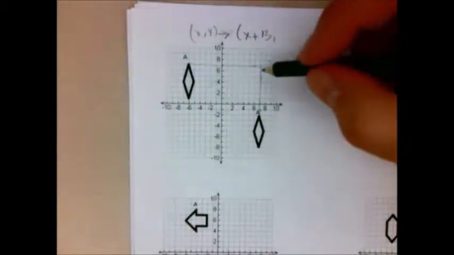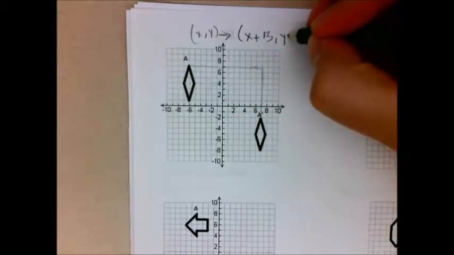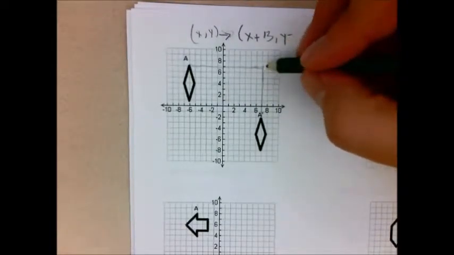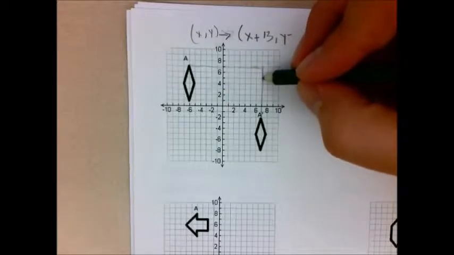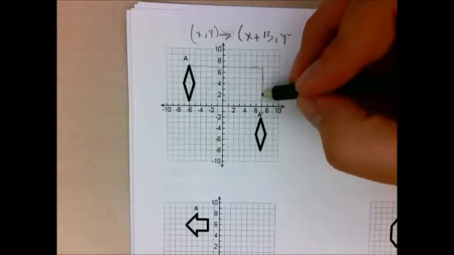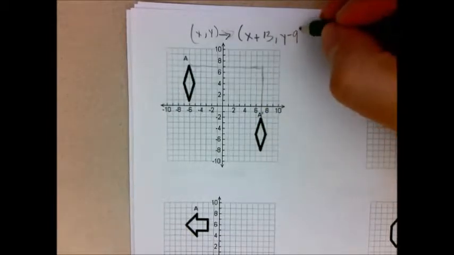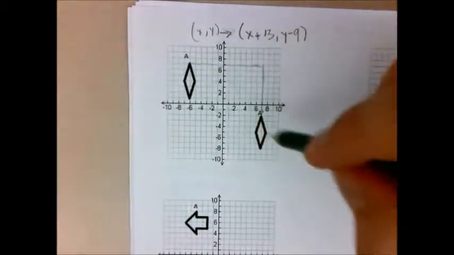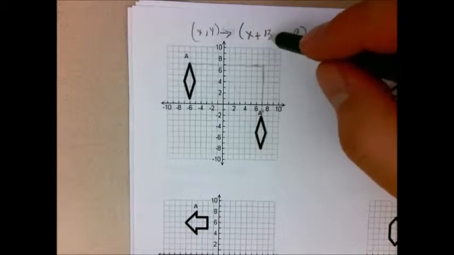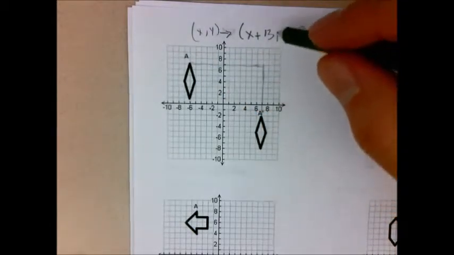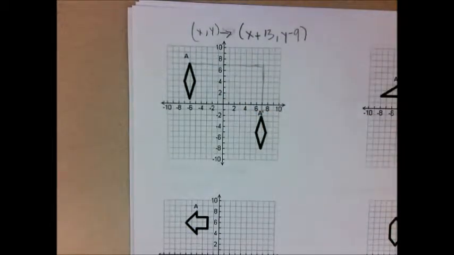Now, since this is going down, it's going to be a y minus. Okay, let's see what the y minus is. We're going down 1, 2, 3, 4, 5, 6, 7, 8, 9. So the rule here is to get from here to here, we had to do x plus 13. That means move it right 13 and move it down 9.